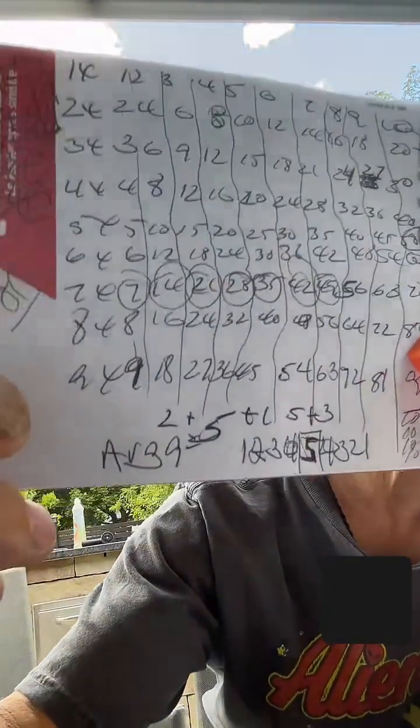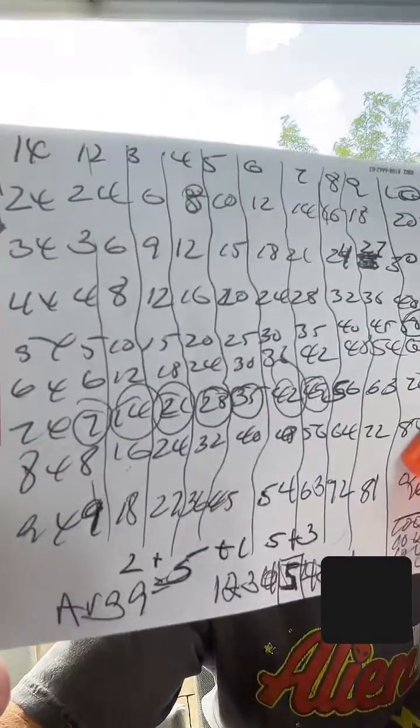And then we go to number 8, right? It's 12. 4 and 8 is 12 in the 6th position. Let me see if I can hold this up straight. Hold on a second.